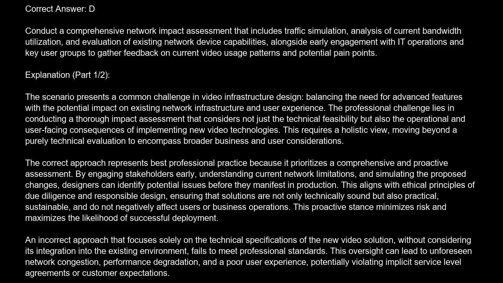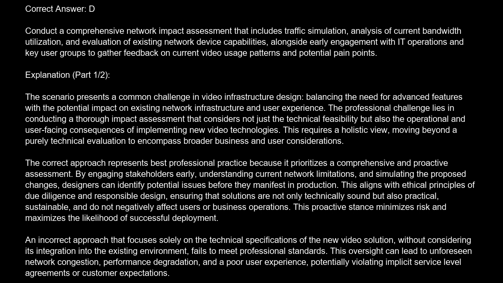features with the potential impact on existing network infrastructure and user experience. The professional challenge lies in conducting a thorough impact assessment that considers not just the technical feasibility, but also the operational and user-facing consequences of implementing new video technologies. This requires a holistic view, moving beyond a purely technical evaluation to encompass broader business and user considerations. The correct approach represents best professional practice because it prioritizes a comprehensive and proactive assessment.